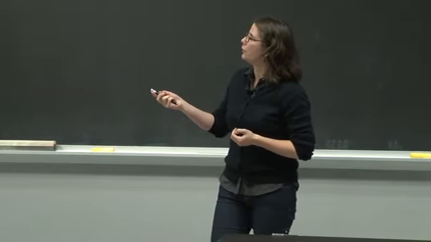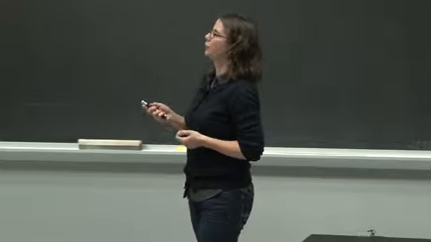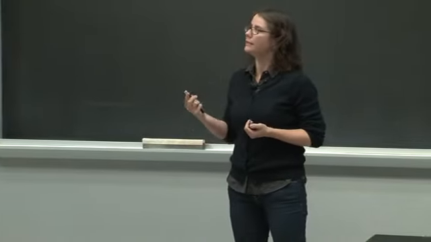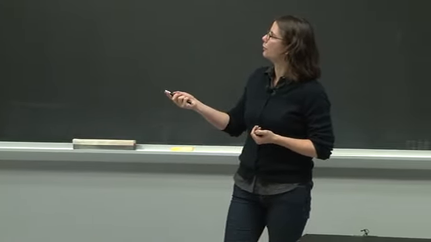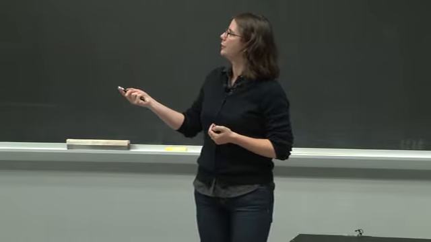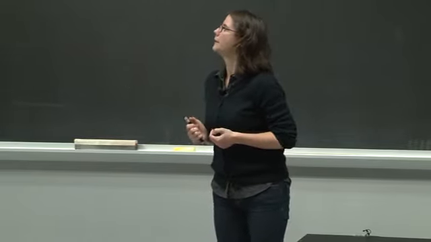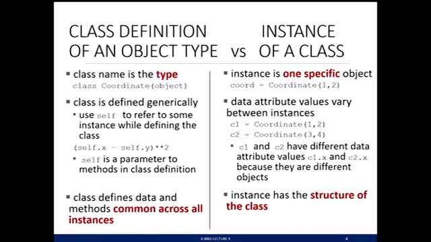So when you're creating instances of classes, you can create more than one instance of the same class. So we can create a coordinate object here using this syntax right here. So you say the type and then whatever values it takes in. And you can create more than one coordinate object.